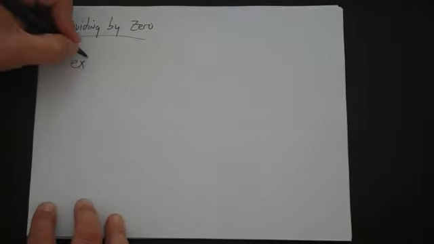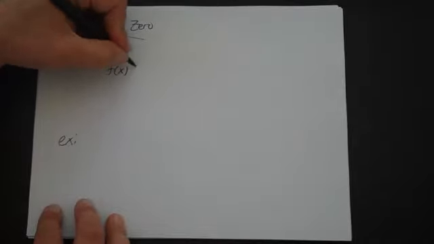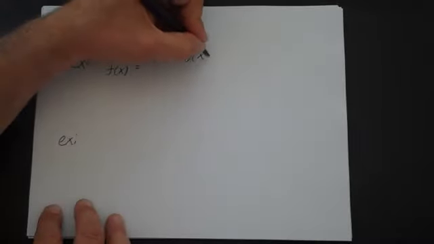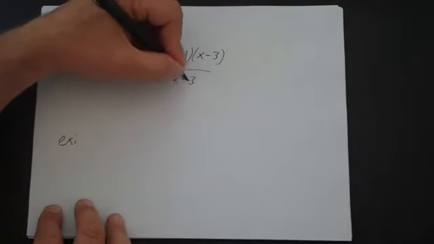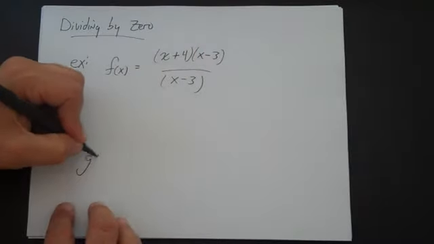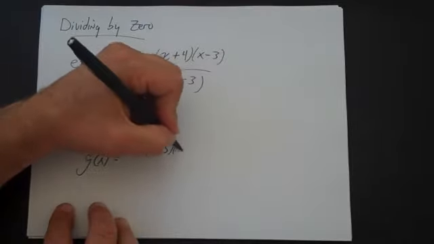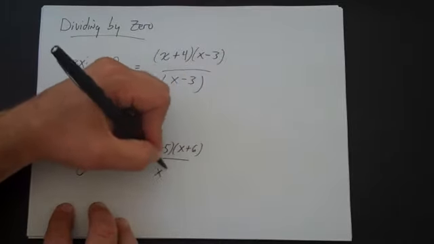So how do you distinguish between the two? The key to discontinuity, at least these two discontinuities, is dividing by 0. Remember, you can't divide by 0. Let's look at two examples, both factored. The first example, f of x, would be x plus 4 times x minus 3, over x minus 3. And the second example, g of x, let's say, is equal to x plus 5 times x plus 6, over x plus 7.